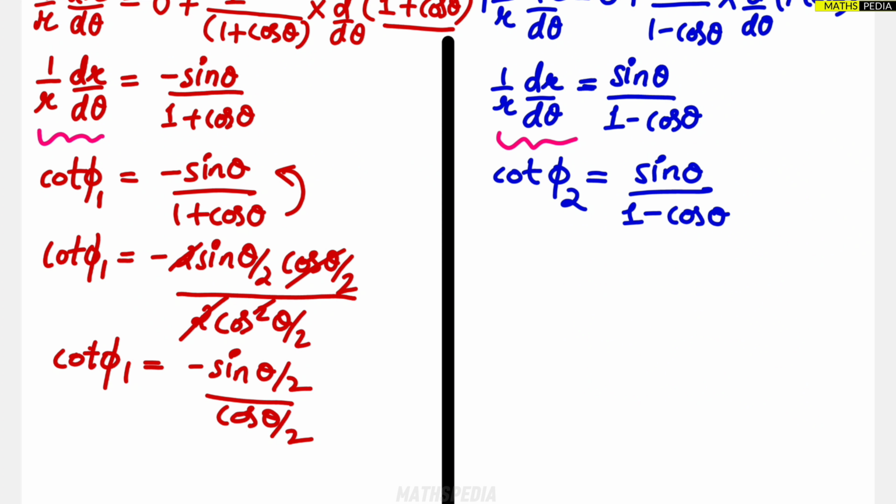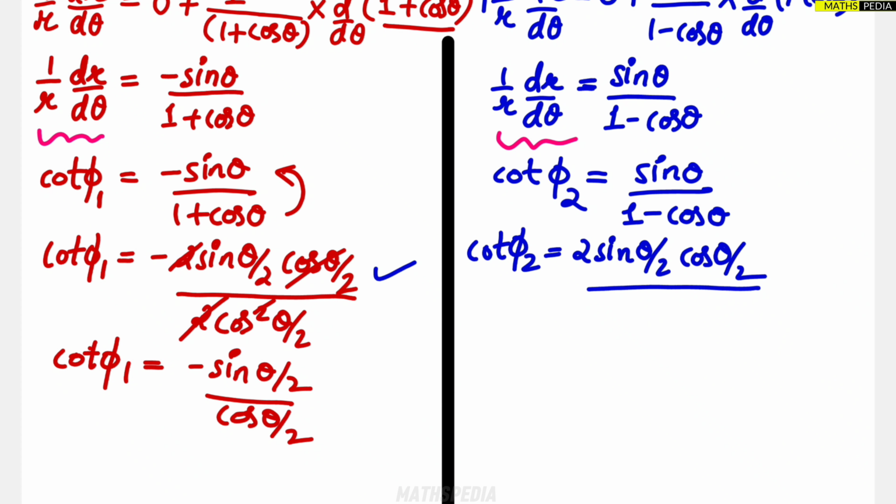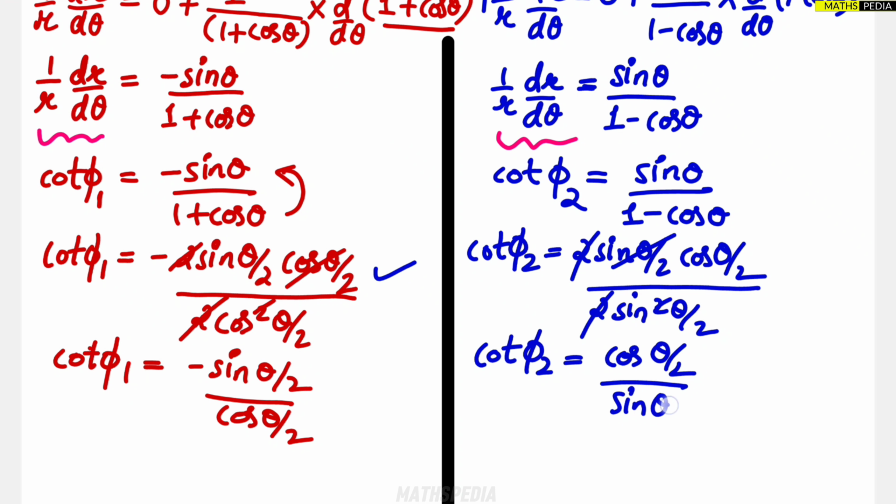Now if you observe on the RHS part, cot phi 2 can be written as, sin theta can be written as what we have already studied, 2 sin theta by 2 into cos theta by 2, divided by 1 minus cos theta, as I said, we can write it as 2 sin square theta by 2, very simple. So 2 cancel, 1 sin theta by 2 cancel. So what is remaining? Cot theta by 2 by sin theta by 2, right? So cot phi 2 is remaining as cos theta by 2 by sin theta by 2.